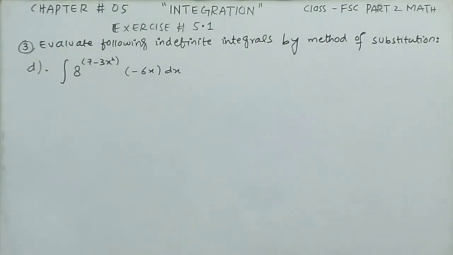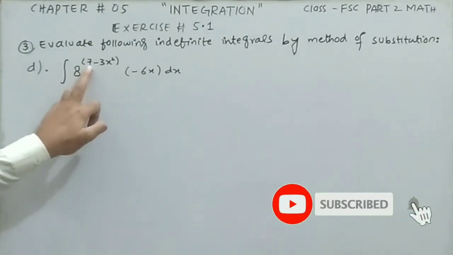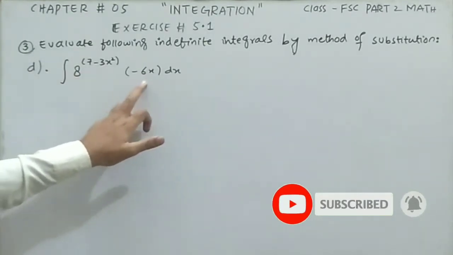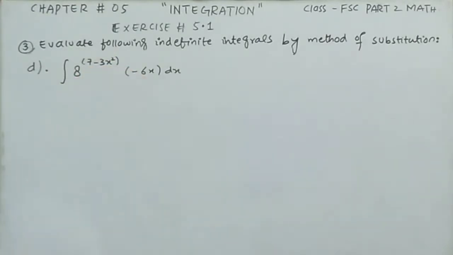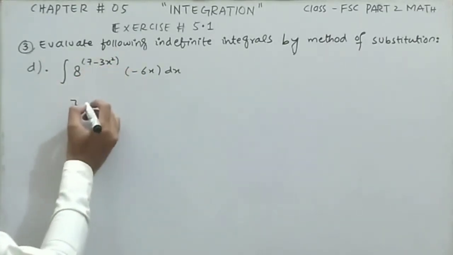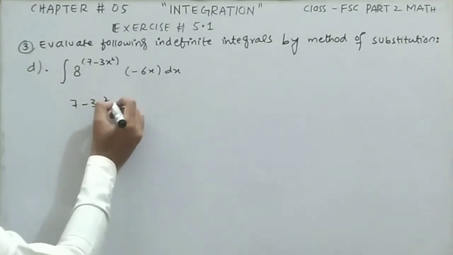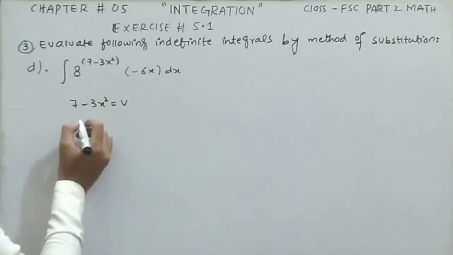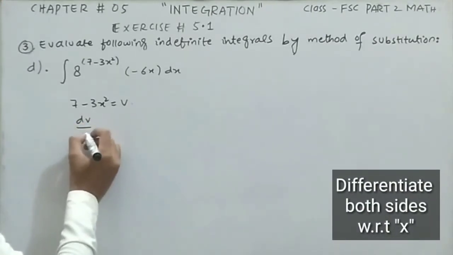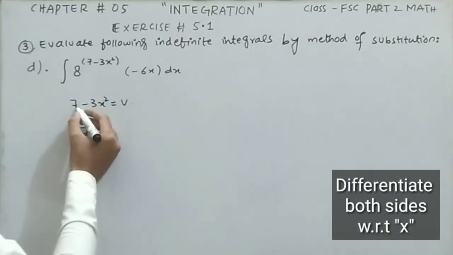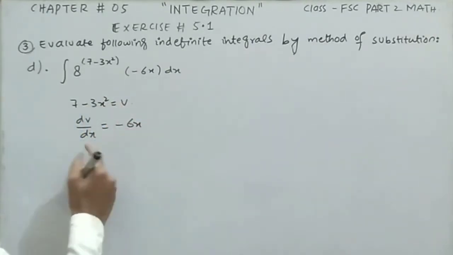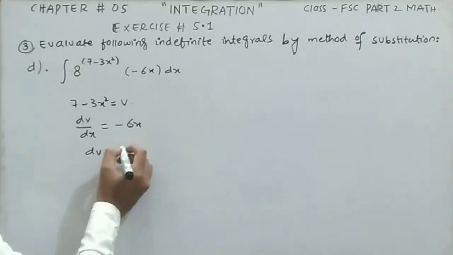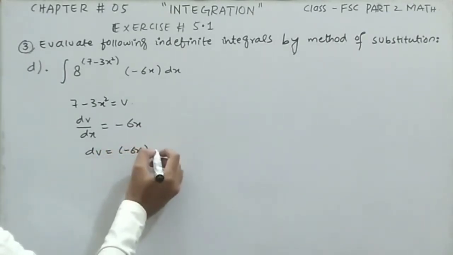Now move to the last part of today's lecture and the last part of question number 3, part number D. Integral of 8 power 7 minus 3x square into minus 6x into dx. So here the derivative of this function is present. It means that we will take 7 minus 3x square equal to a variable, let's suppose v. Differentiate both sides with respect to x, so it becomes dv by dx. The derivative of 7 is 0 because this is a constant. The derivative of minus 3x square is minus 6x. So shift dx to the right hand side, it becomes dv equals minus 6x into dx.